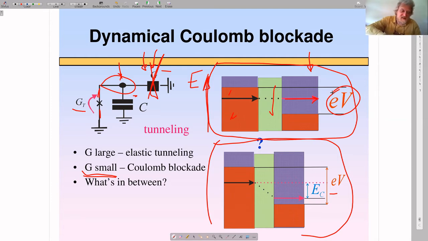Right. And the problem which I want to address: what is there in between? What will happen if I just, for instance, vary experimentally this conductance and study tunneling through this contact? Right, so let me explain in a few words what will be there in between, and then we will discuss why it's so and how to derive this.